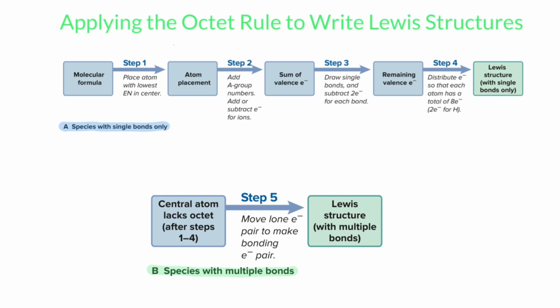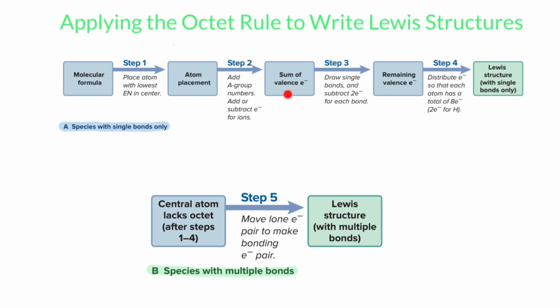So the first one, they will give a molecular formula. From the molecular formula, we have to place the atoms relative to each other. In that, what you have to do? Place the atom with the lowest electronegativity in the center. Otherwise, the lower group number at the center. That will require more electrons to attain the octet.